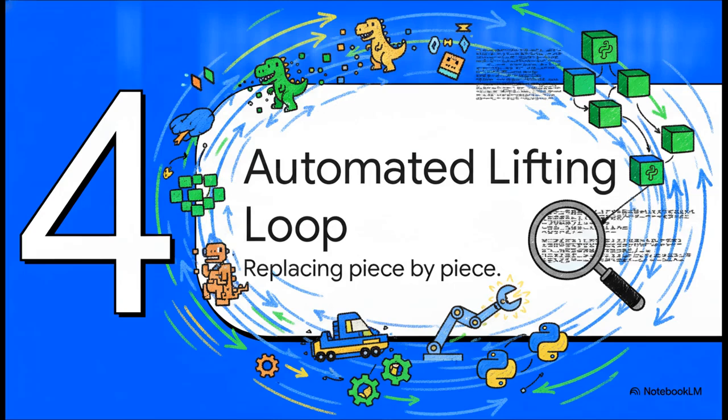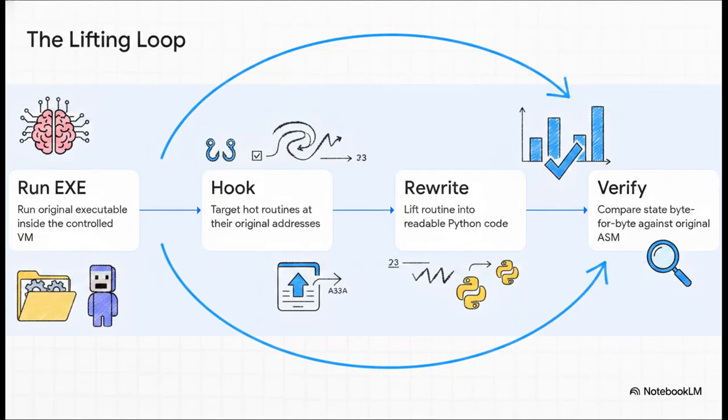All right, on to Section 4, the automated lifting loop, replacing the game piece by piece. Now, this loop is essentially the practical scientific method the agent uses to actually dismantle these legacy titles. It acts as an automatic code lifter, autonomously swapping out ancient machine code for modern Python.